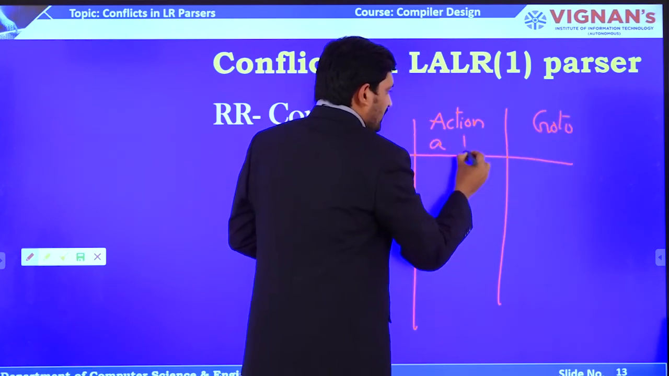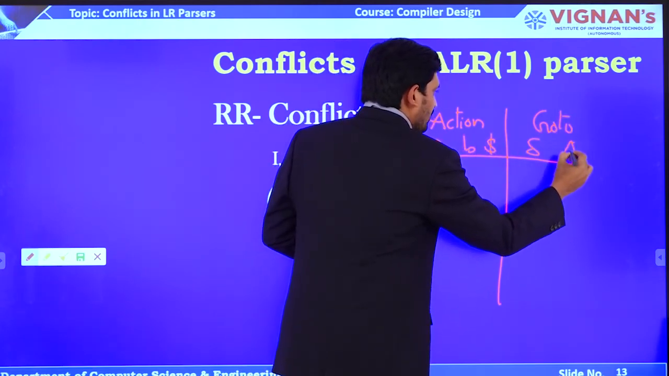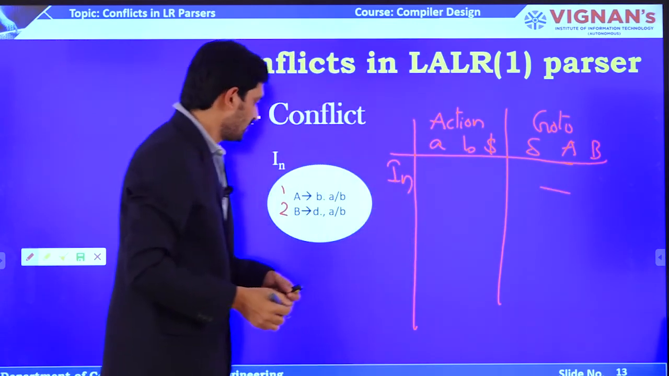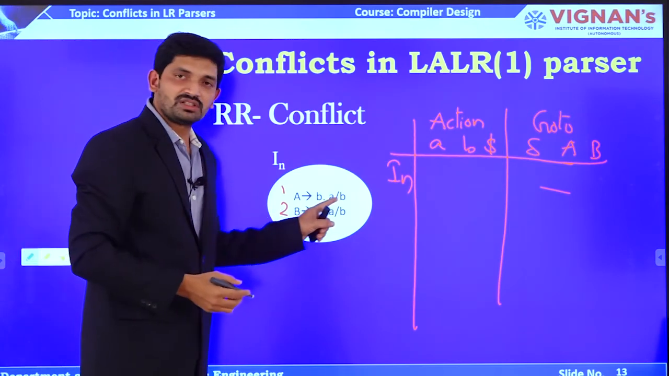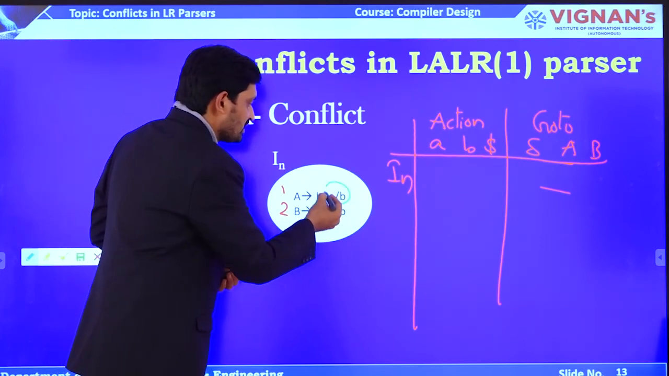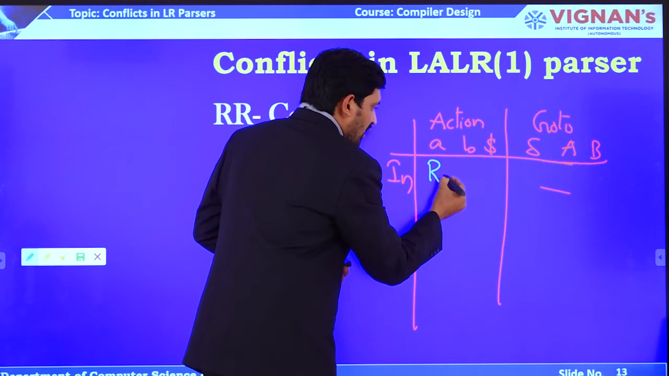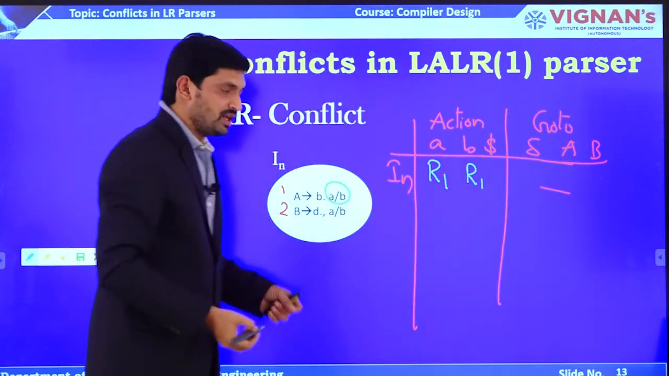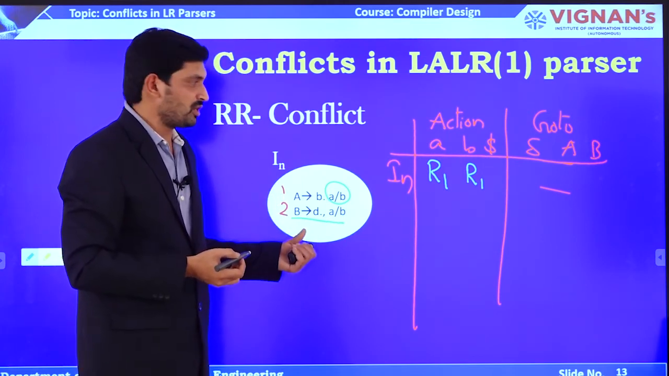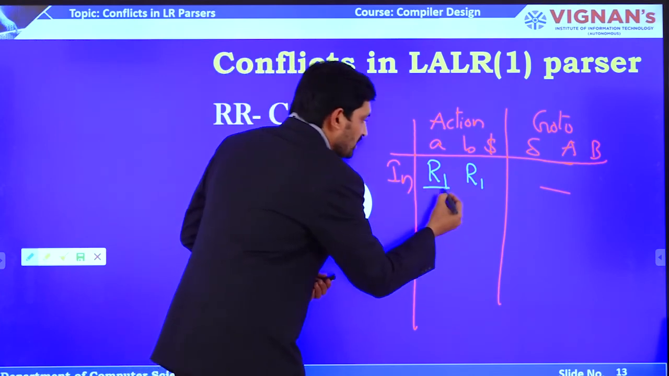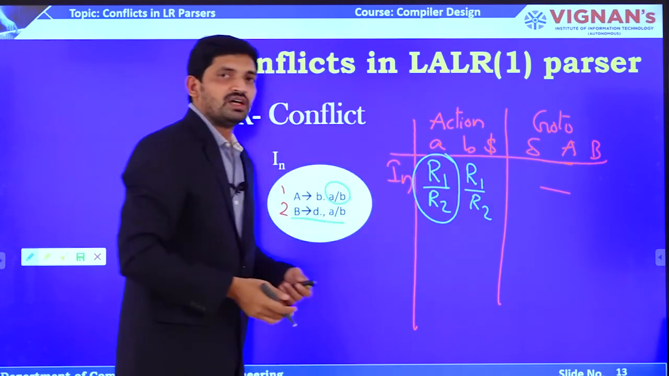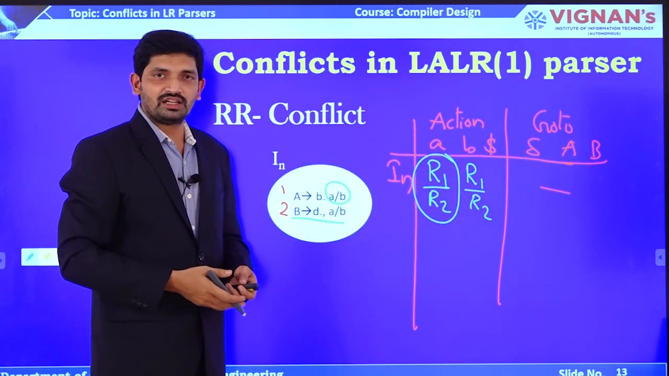and a, b, dollar are the terminals, S, A, B are the non-terminals. Here the state name is I_n. Because of the first production A tends to b dot, we have to place the reduce operation in the place of the look aheads a comma b. So, I have to write R1 and R1. Because of the second final item, we have to place the reduce operation number 2 in the place of a comma b. So, R2 comma R2, which clearly indicates the reduce-reduce conflict in the LALR1 parser.